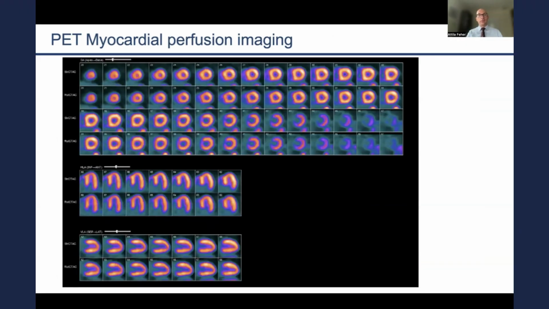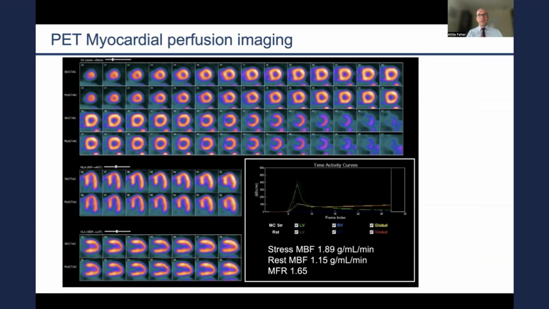In this case, you see that the perfusion imaging in this person was normal. However, when we looked at the myocardial blood flow, the stress myocardial blood flow was reduced to 1.89. Normal is greater than 2, and the myocardial flow reserve was also abnormal, which is stress myocardial blood flow over rest myocardial blood flow, and was 1.65. The normal should be greater than 2 as well.